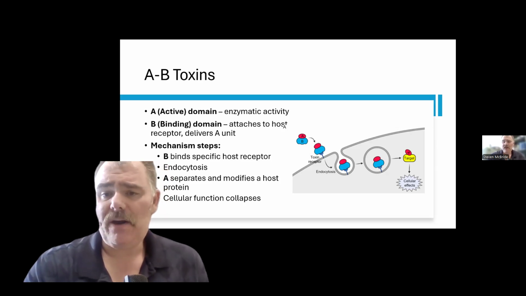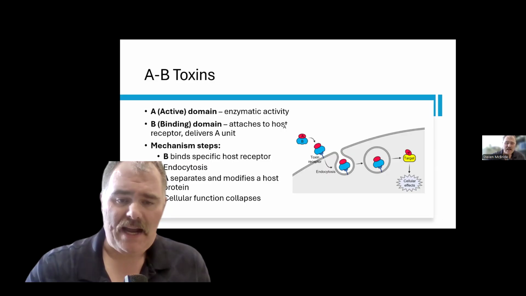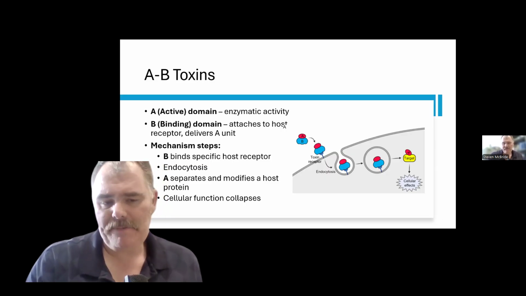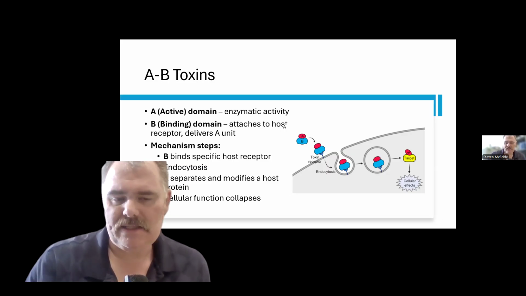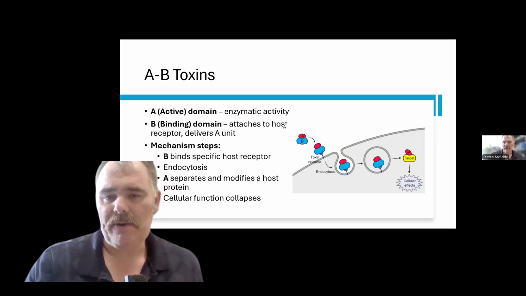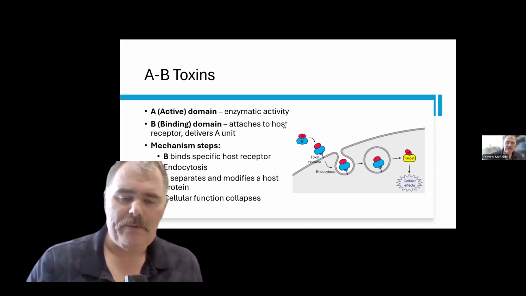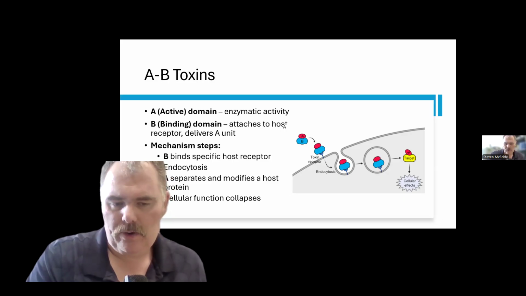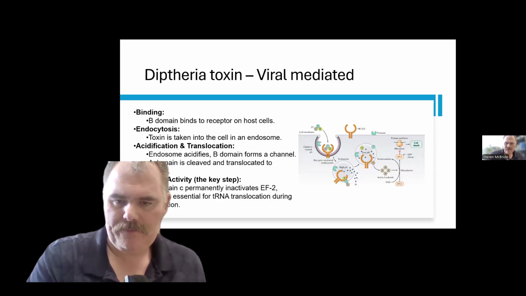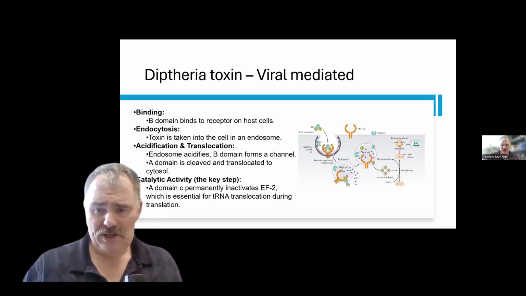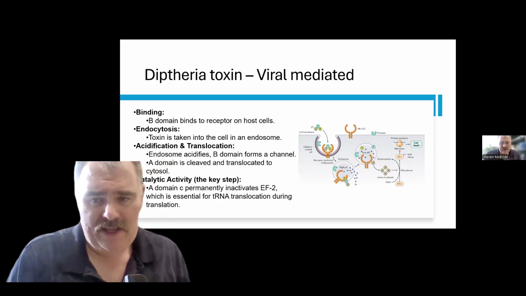All right. And so there are many examples of AB toxins. There are also other types of exotoxins. This is just one of the most common types. And so I'm going to give you one example from the microbial world to see how this actually works. So let's look at this example. This is the diphtheria toxin.